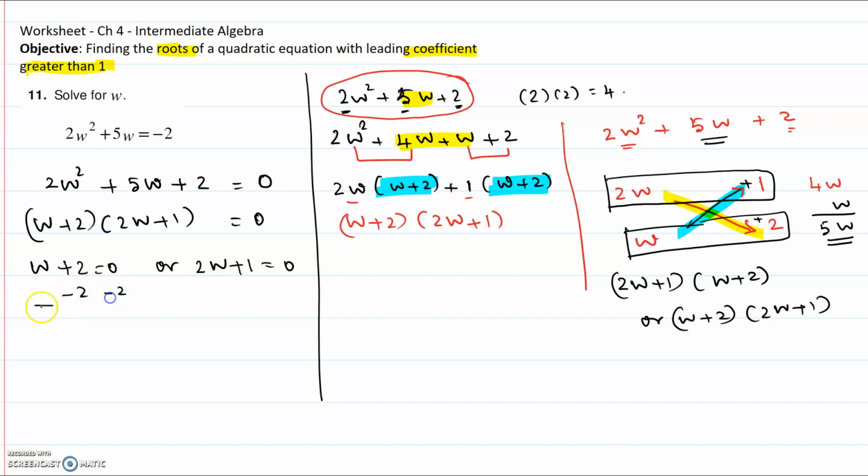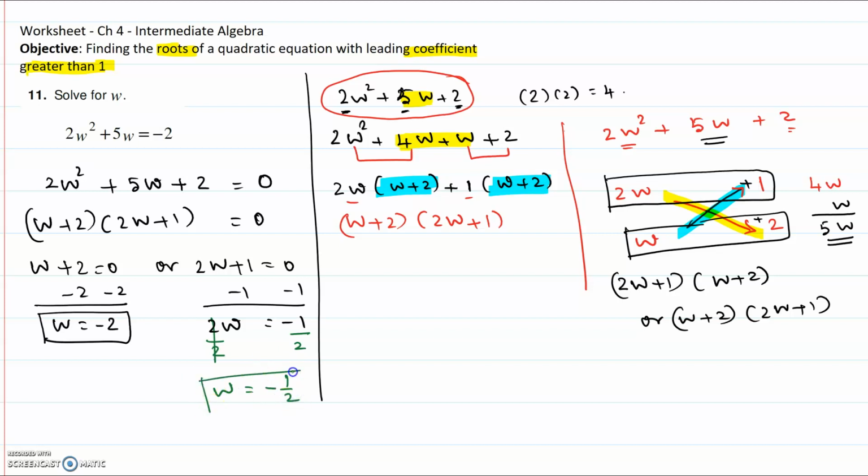Subtract 2 on either side, you get w equal to negative 2. Subtract 1 on both sides, you get 2w equal to negative 1. Then you divide by 2 on both sides, so you get w equal to negative 1/2. So the solution to this problem, there are two of them: w equal to negative 2 and w equal to negative 1/2.